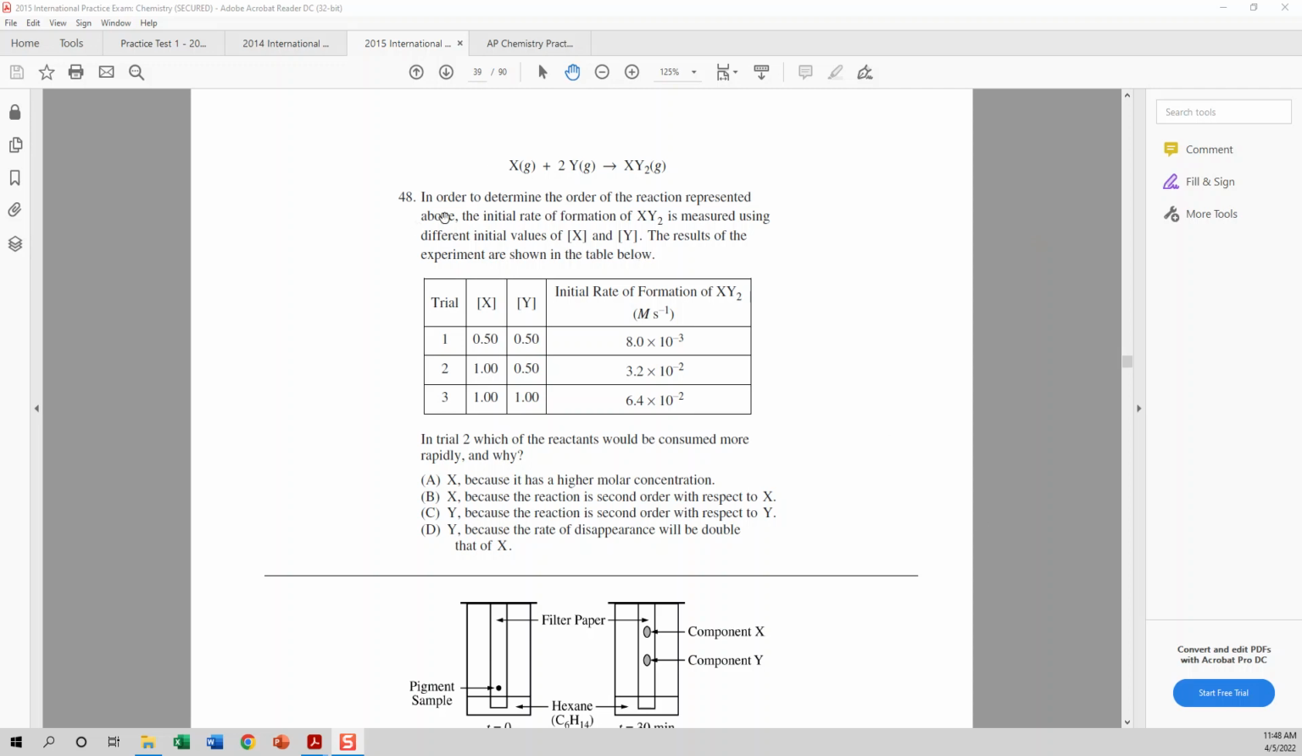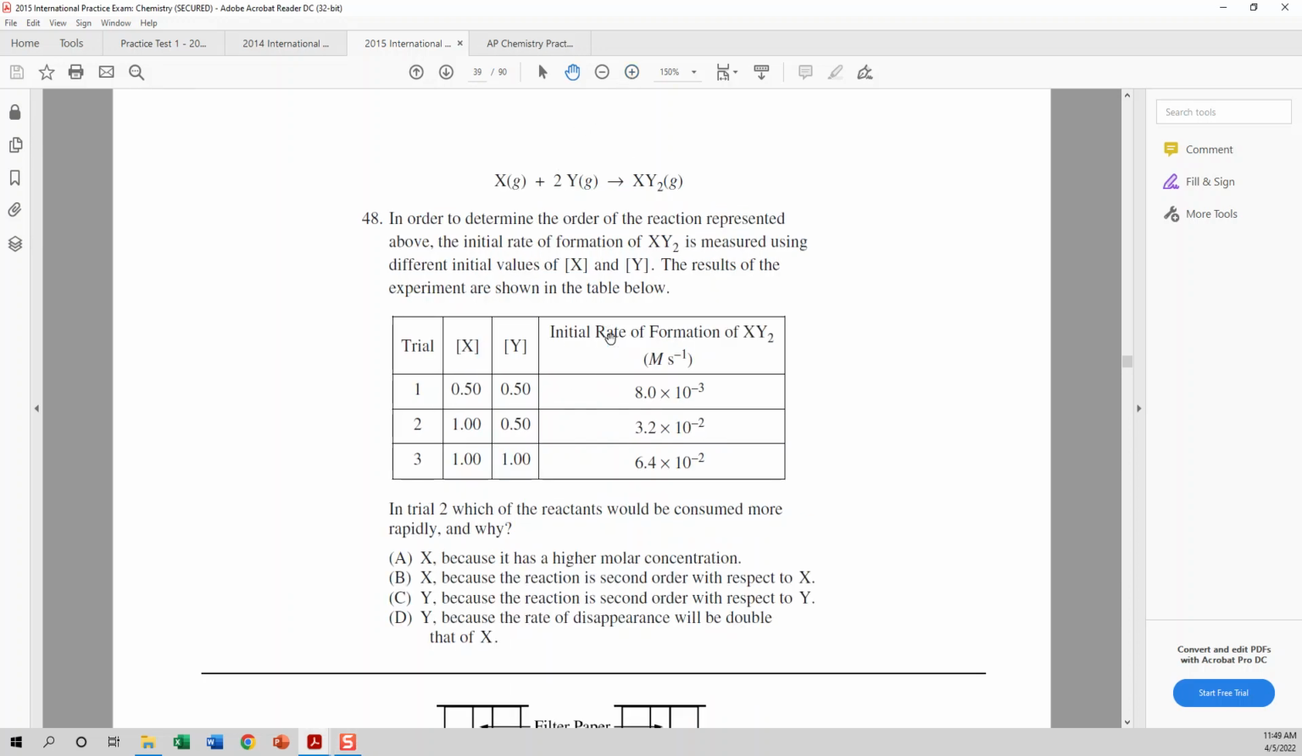All right, so let's look at number 48 here. I'm not even going to look at the reaction or the question. I just want to look at the chart and understand it, and then we'll answer the question. I don't think the question necessarily has to do with the chart, but let's look at this. If this is the data I'm given, I should be able to determine reactant orders based on this, right?